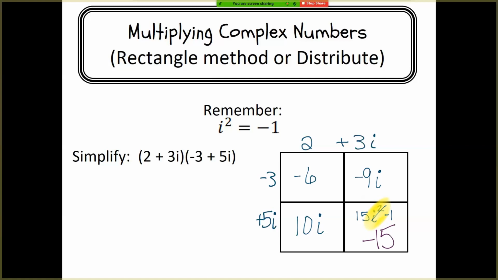So now when I go to write my answer, all I need to do is add my real parts together, add my imaginary parts together. So when I go to add these together, I have -6 plus -15, which is -21. I have a -9i and a positive 10i. -9 plus 10 is +1. The i gets brought down. So final answer for this multiplication problem is -21 plus i.